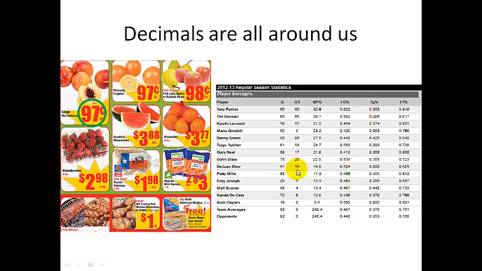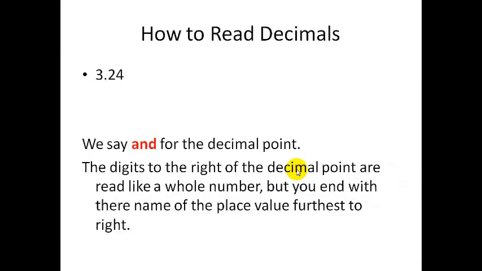So now let's look at how we read decimals and where they come from. So this number here is sometimes said 3.24. That's not a really great way to say a decimal, especially if you're a 5th grader. So what I'm going to do is I'm going to start off by reading the whole number 3. When I get to the decimal point, I'm going to say and then I'm going to read the 24 as 24. But then I have to give it the name of the place value farthest to the right.